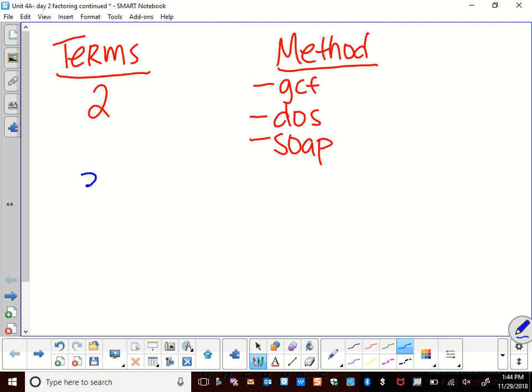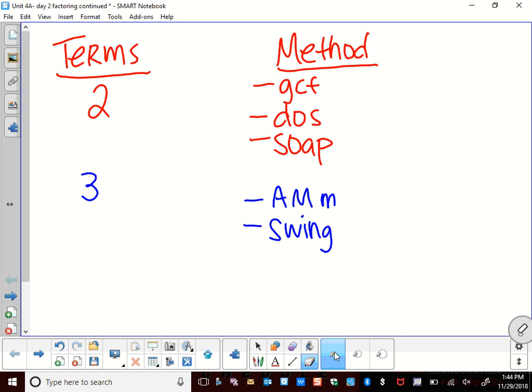When I have three terms, what are my options? What's that method called? Yes, we can swing. And we can also just get right into our AM method. Okay, I'll just put AM, which is your T-chart, right?